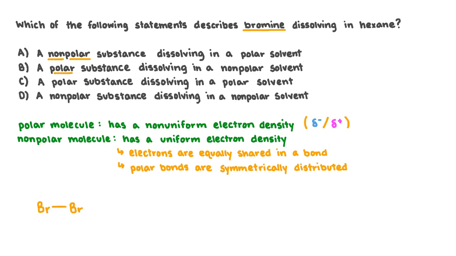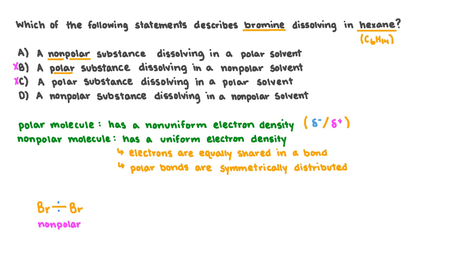Bromine is a diatomic molecule consisting of two single-bonded bromine atoms. As the atoms are the same, they will have the same electronegativity. This means that the electrons in the bond will be equally shared between the two bromine atoms. Thus, the molecule of bromine is nonpolar. As bromine is the substance being dissolved, we can eliminate answer choices B and C.